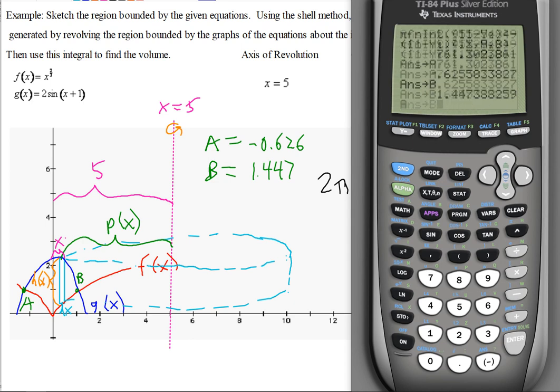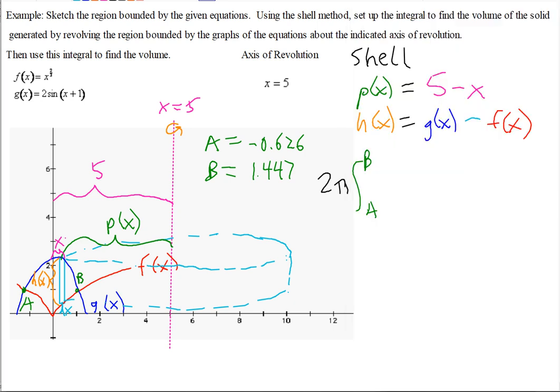All right, so now we're all set there. Let's finish setting up our integral. And again, it's just the radius for the shell method, p of x, which we figured out is 5 minus x, times the height, which we figured out is g of x minus f of x. Again, always make sure you write down your integral correctly, as most of the points on both my test and the AP test are for setting things up correctly. And then all times dx.